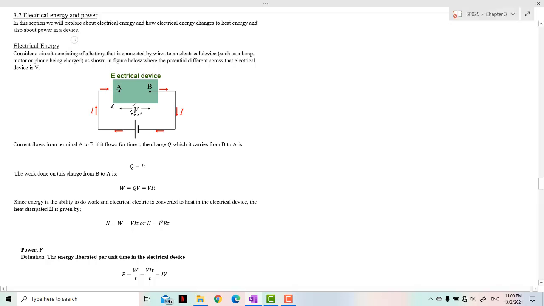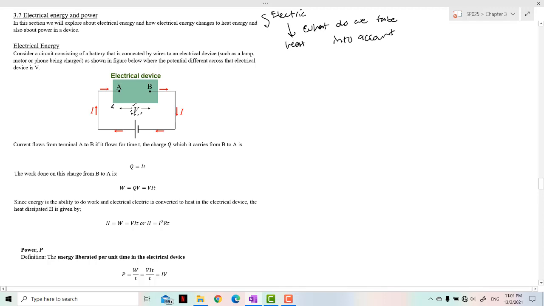Okay, so hari ni kita akan masuk on our subtopic 3.7, electrical energy and power. So hopefully dalam this subtopic kita akan explore on how we convert electrical energy into heat. Kita dah belajar how, but basically what do we take into account bila kita nak calculate the heat energy.